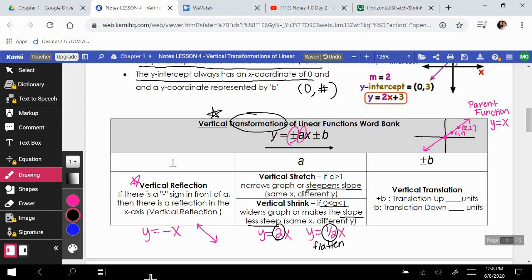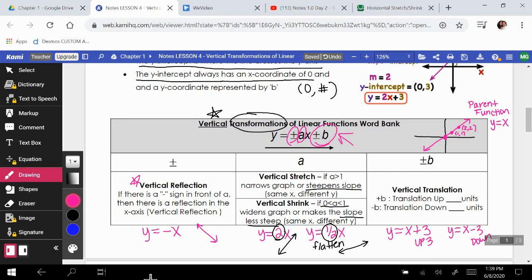So while this might be a pretty steep function, the 1/2 will look much flatter. Then the last thing that can happen is dependent on this plus or minus b on the back. If you see plus b, like something like y equals x plus 3, that plus 3 is going to indicate up. And if you see something like y equals x minus 3, what do you think is going to happen to the graph? Well, it's going to move down.